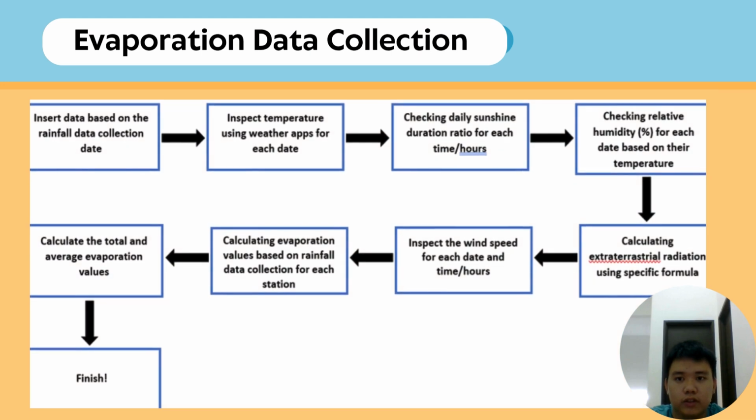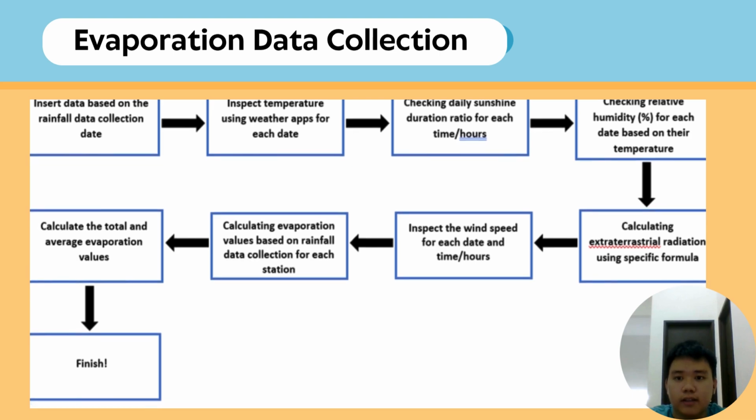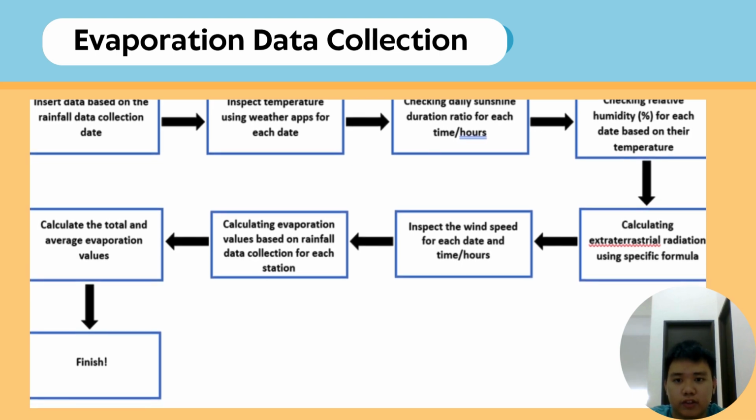The methodology for evaporation data collection. First, insert the data based on the rainfall data collection date. Number two is to inspect the temperature using weather apps for each date. Number three is checking the daily sunshine duration ratio for each time. Number four is checking the relative humidity percentage for each date based on their temperature.